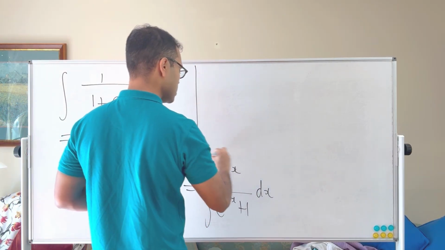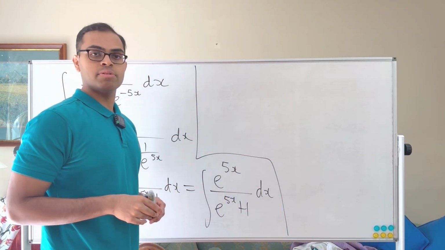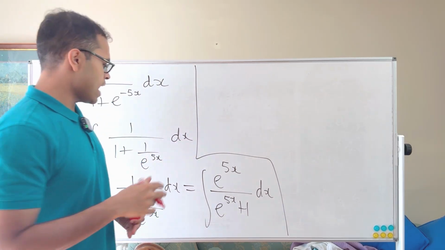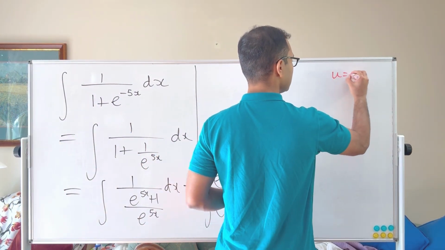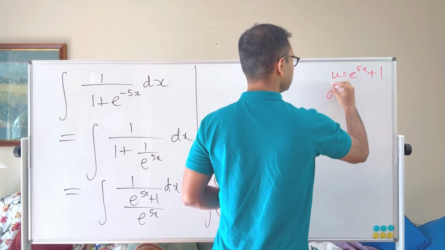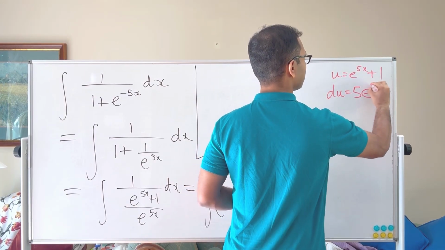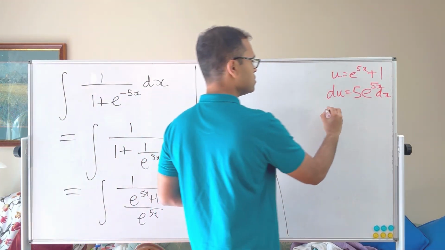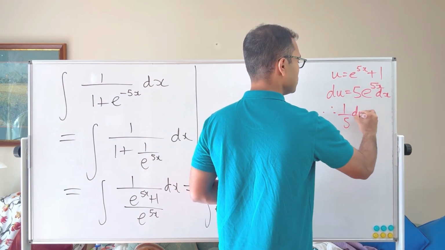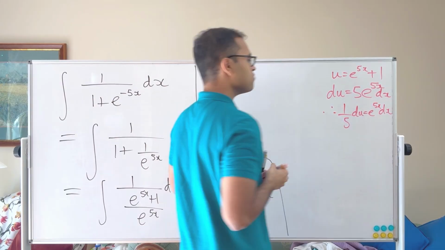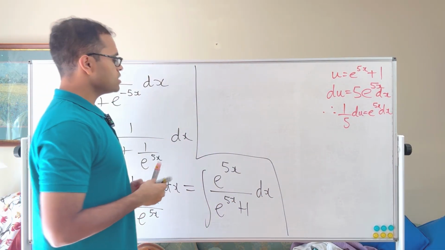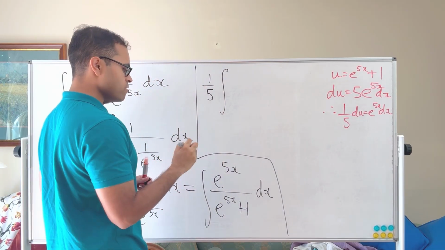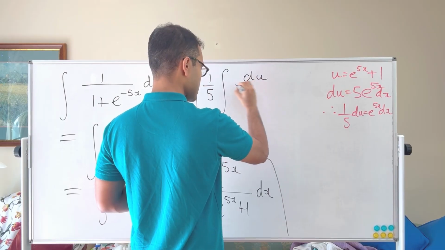So now we can put u equal to e to the 5x plus 1, just what's in the denominator. Because e to the x is its own derivative, if u is equal to e to the 5x plus 1, then du is going to equal 5 times e to the 5x dx. Now I can see the e to the 5x up top, so it's nice to write this as 1 over 5 du equals e to the 5x dx. Now we can write everything in terms of u and du: 1 over 5 comes out, it's constant, so we get 1 over 5 times the integral of du divided by u.